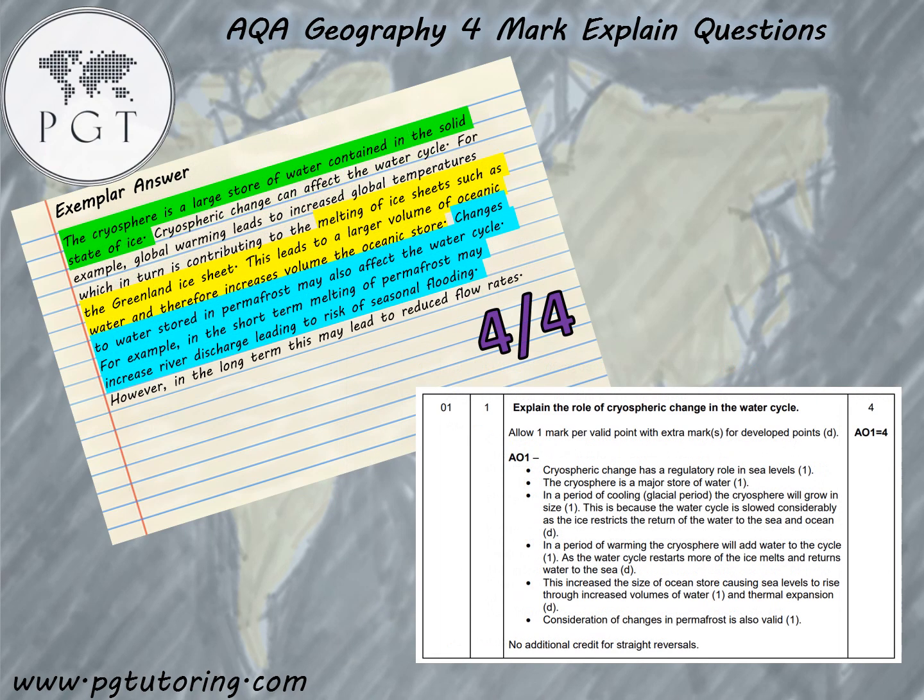This, as an exemplar answer, isn't too dissimilar to the last one. As you'll see, it's got its definition at the start with the green highlighted part. The yellow and the blue highlighted parts are simply 2 different points. They're 2 different ways in which changes to the cryosphere would affect the water cycle. This talks about melting of large ice sheets in the yellow, and it talks about changes in permafrost in the blue. It explains them, point explain, point explain. It's all but guaranteed 4 marks.